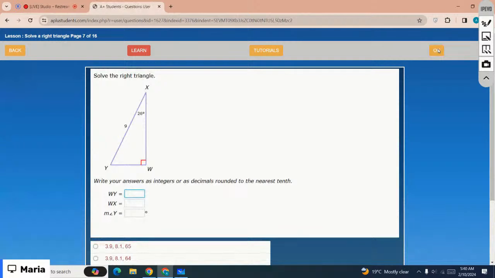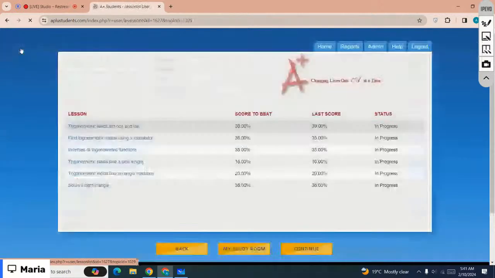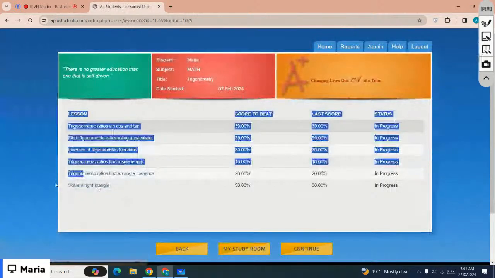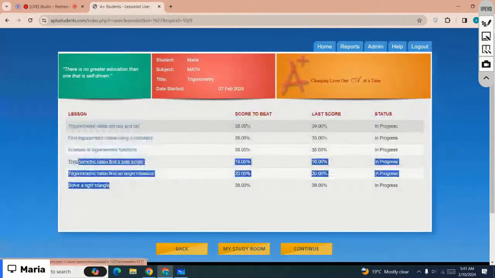Okay, you can complete the lesson by yourself later today. So, we were working on grade 9 math. The chapter we were working on is trigonometry, and the lessons we have covered are trigonometric ratios, find a side length, trigonometric ratios, find an angle measure, and solve a right triangle, right? So please make sure before the next session you complete all the practice questions for the lessons we did today.